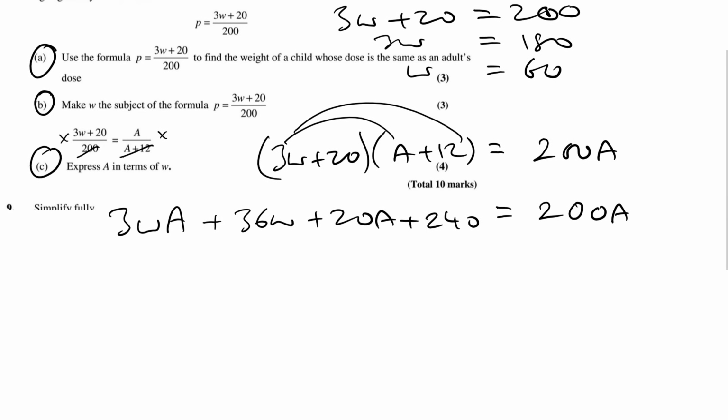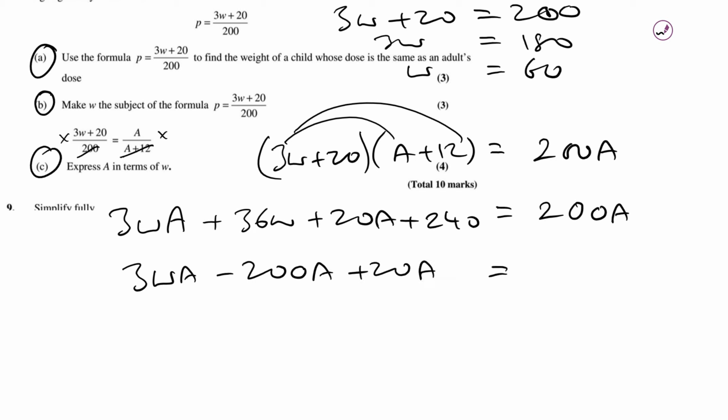What's happening next? You tell me what's happening next. Do you do minus 200A? Good, because I think you realise we've got to bring all the A's to one side. That's why you did that. It's very good. So minus 36W. Something's not right. Is there something not right? No, it is right. Minus 240. It just looks a bit weird. It's just because everything's minus on the right hand side. But never mind. It's okay.